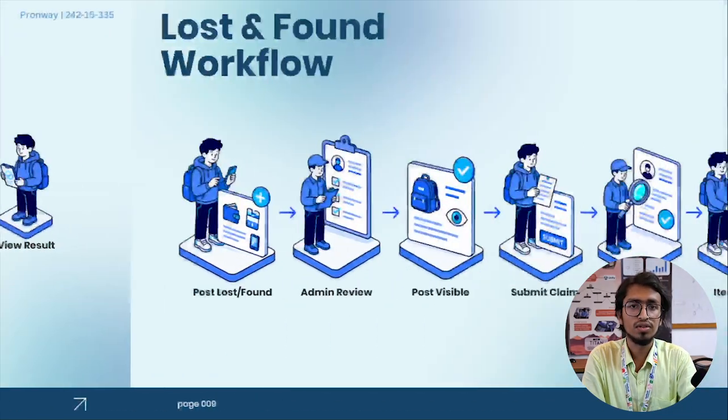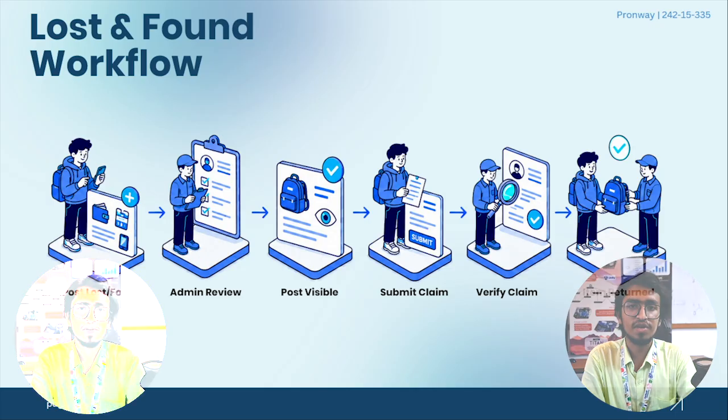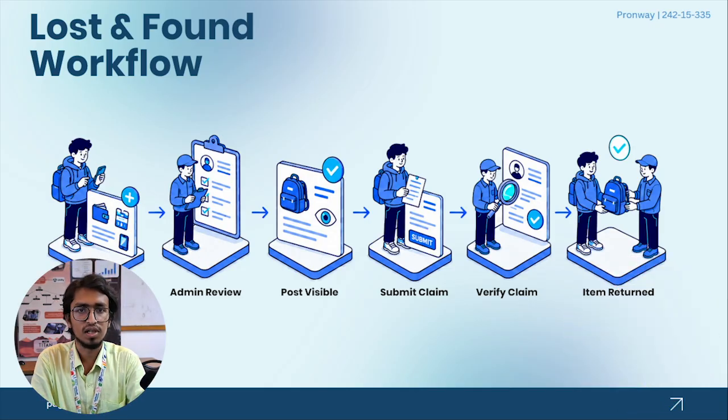CampusFix also includes a lost and found service. Students can post lost and found items, but each post requires admin approval before it becomes visible. A student can submit a claim with identifying details, and after the verification is complete, the admin can approve the claim or mark the item as returned. This completes the overview of our system features and workflow. Now our next speaker will present the ER diagram, gap analysis, and tools and technologies.